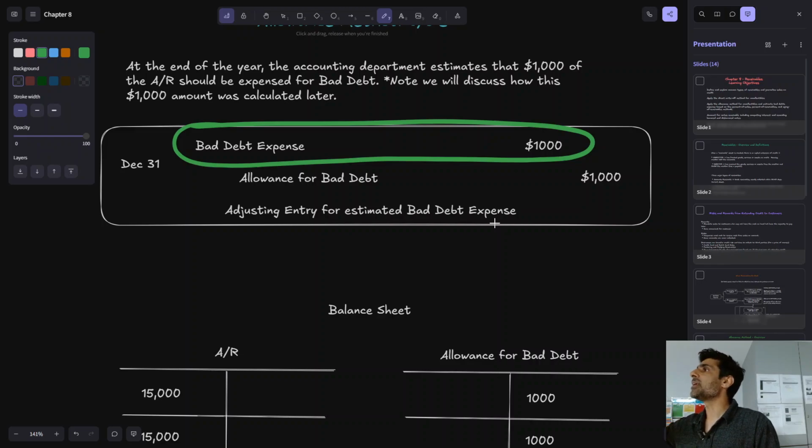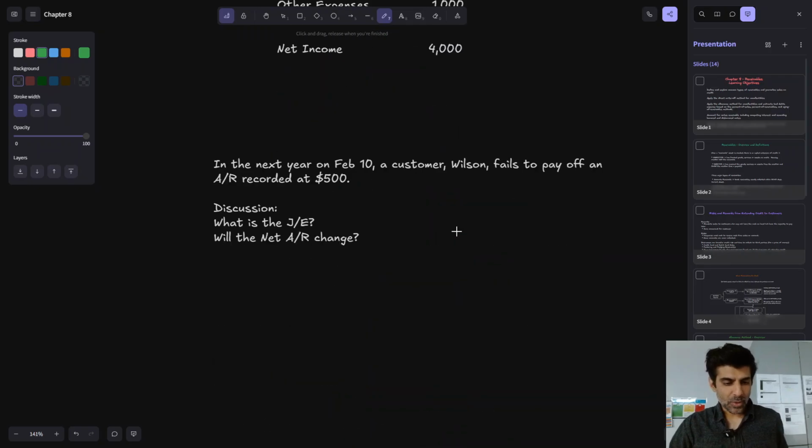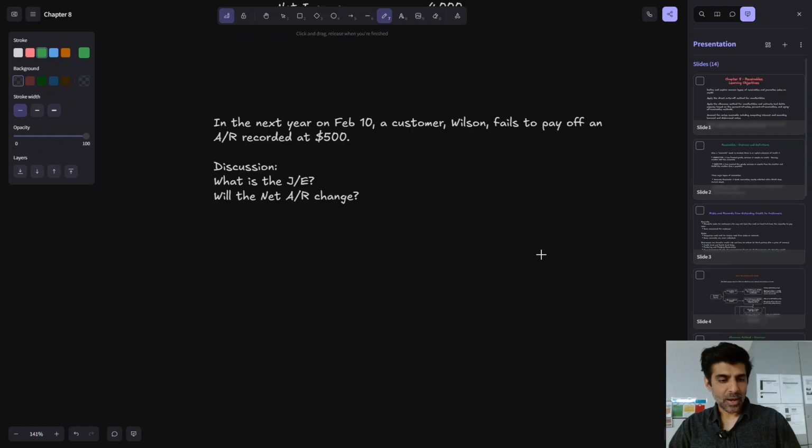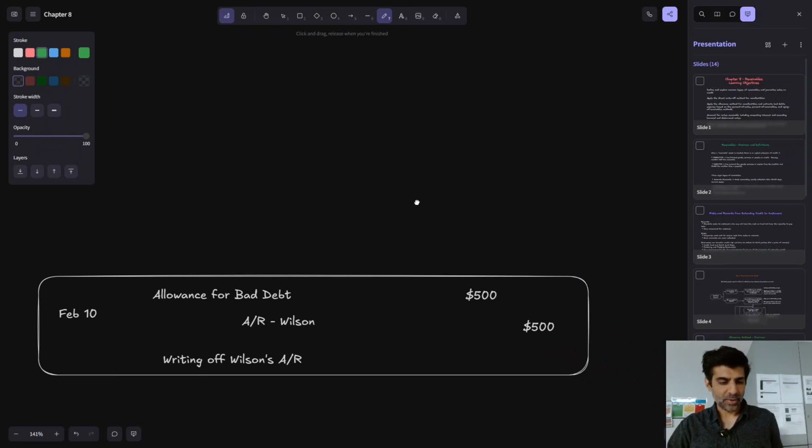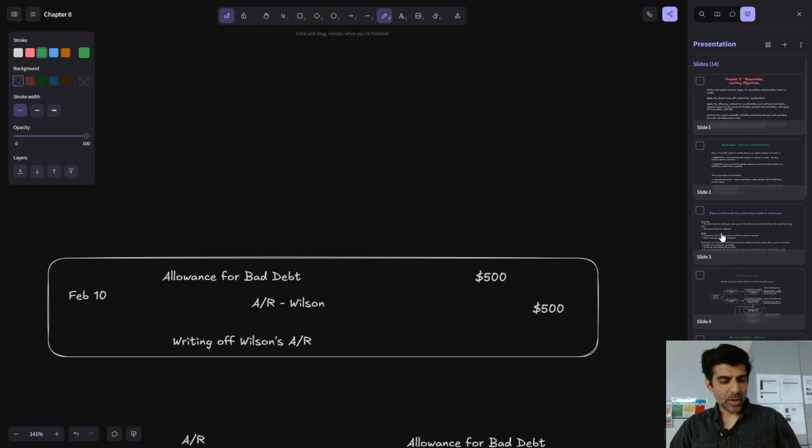We pre-took that expense. So now we have this piggy bank of $1,000 that we can use to take the actual bad debt when it actually happens. We can use this piggy bank. So what we'll do is we're going to have to reduce the accounts receivable. So we're going to debit allowance for bad debt, and we're going to credit accounts receivable, Wilson.